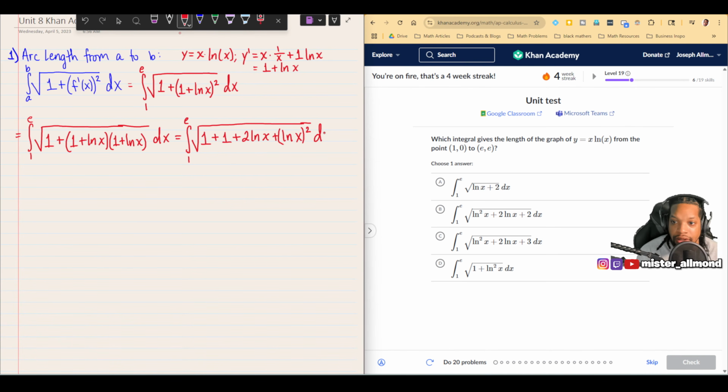All right. So can I compare that to any of my answer choices? Yep, it's looking like answer choice B. I'll simplify it still, but this is literally the integral from 1 to e of the square root of, obviously my 1 plus 1 gives me a 2, but look, I got a ln squared of x. I don't like how they wrote that, but I got a ln squared of x plus 2 ln x plus 2 dx. So what I got is answer choice B.